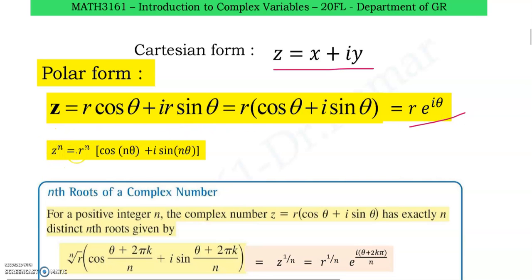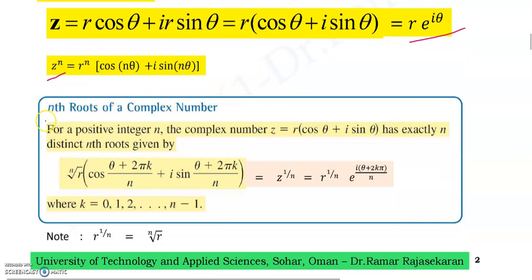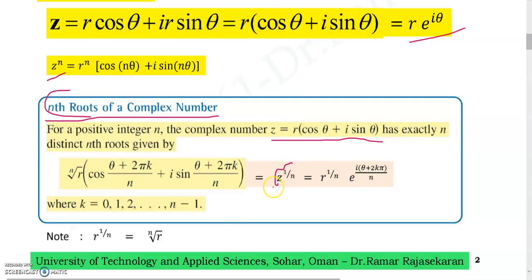z to the power n is equal to r to the power n times cosine n theta plus i sin n theta. But here we are going to see a new idea, that is the nth root of a complex number. This is the given complex number in polar form. What is the nth root? The nth root is nothing but z to the power 1 by n.